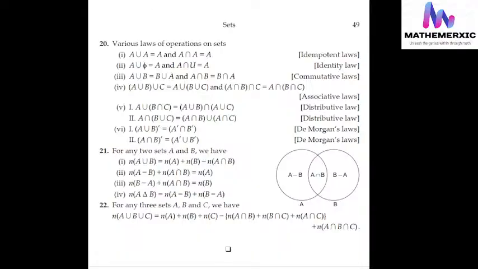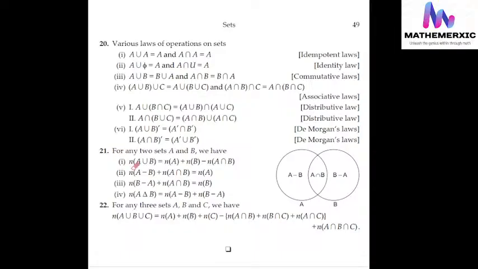For any two sets A and B, the number of elements of A union B will be equal to the number of elements of A plus the number of elements of B, minus the number of elements of the intersection of A and B. This is a standard formula we use for finding the number of elements.